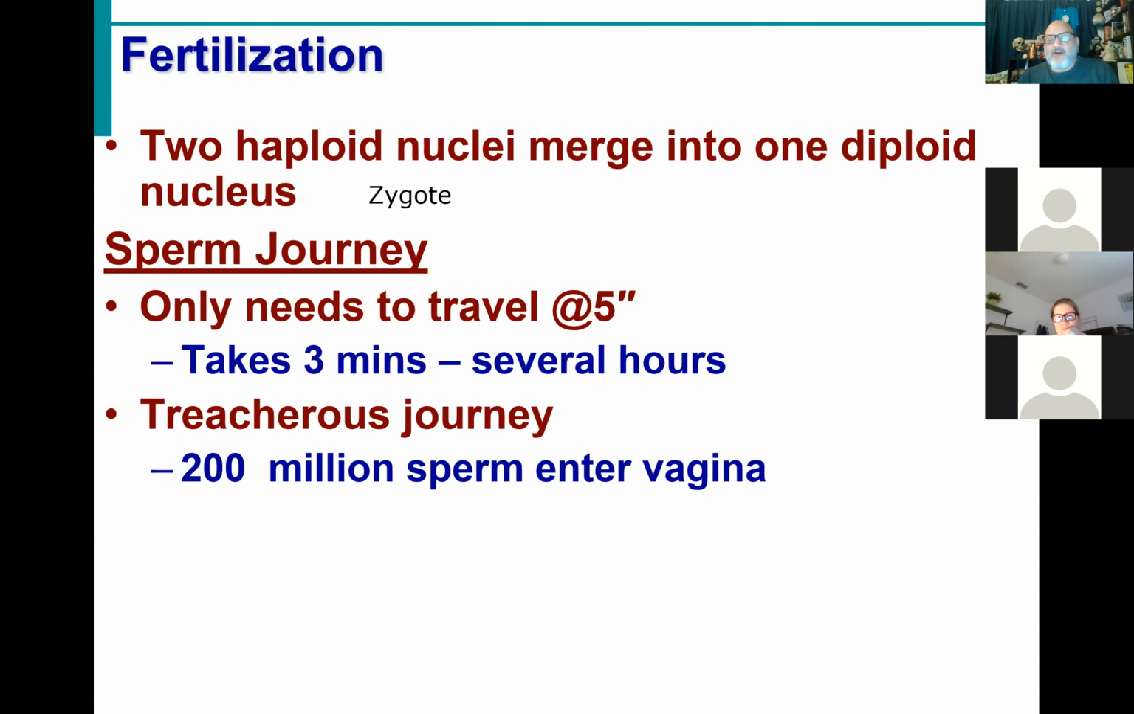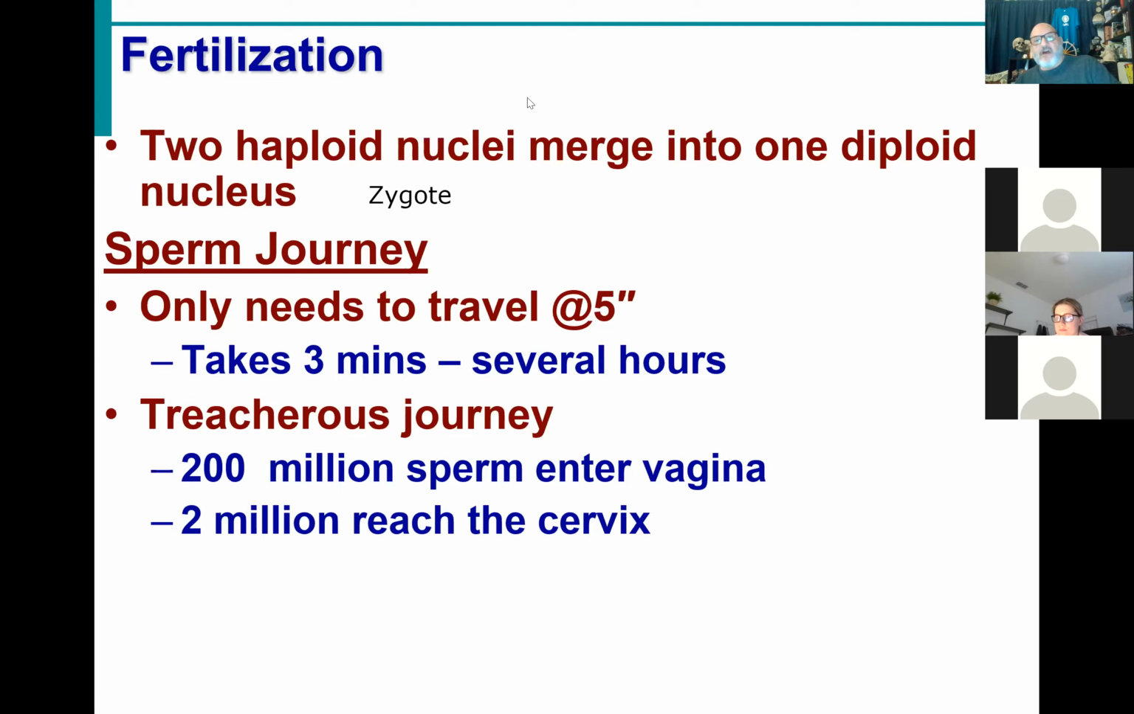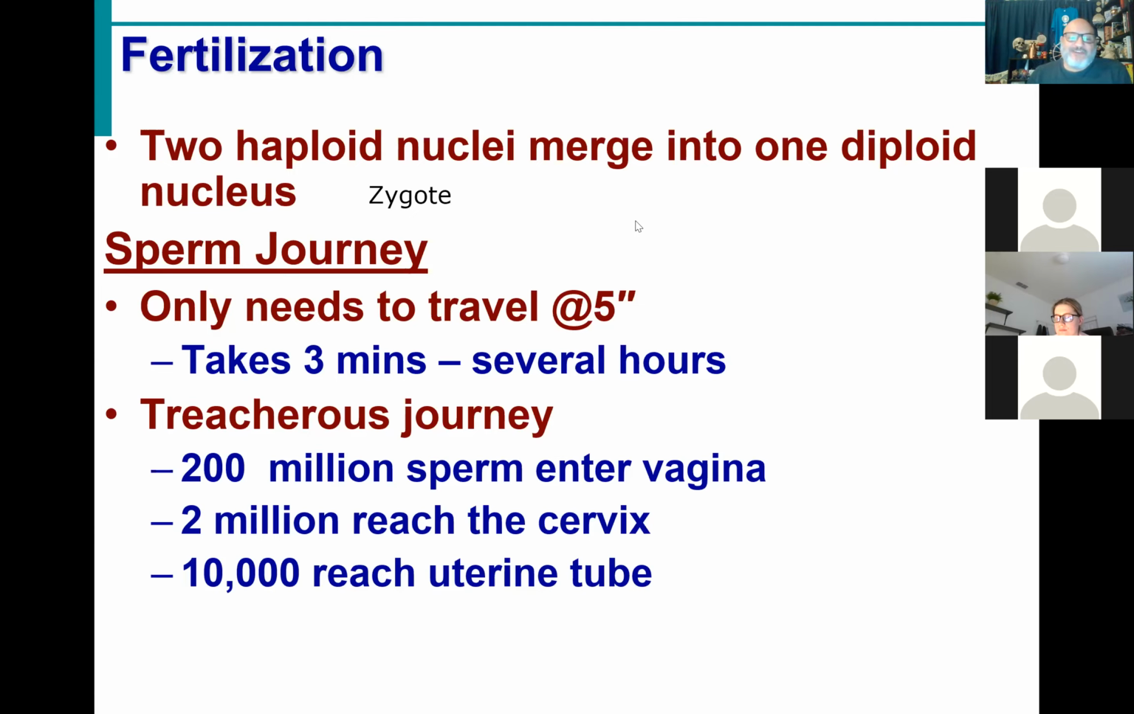Remember, we talked about how a small level of sperm would be 200 million sperm that enter into the vagina. Of those, only 1% would actually reach the head of the cervix, where that cervical canal is located. Of those 2 million, only about 10,000 would reach the uterine tube. Now, if you think about this, we do have 2 uterine tubes. So does that mean 5,000 go one way and 5,000 go the other, and we hope for the best?